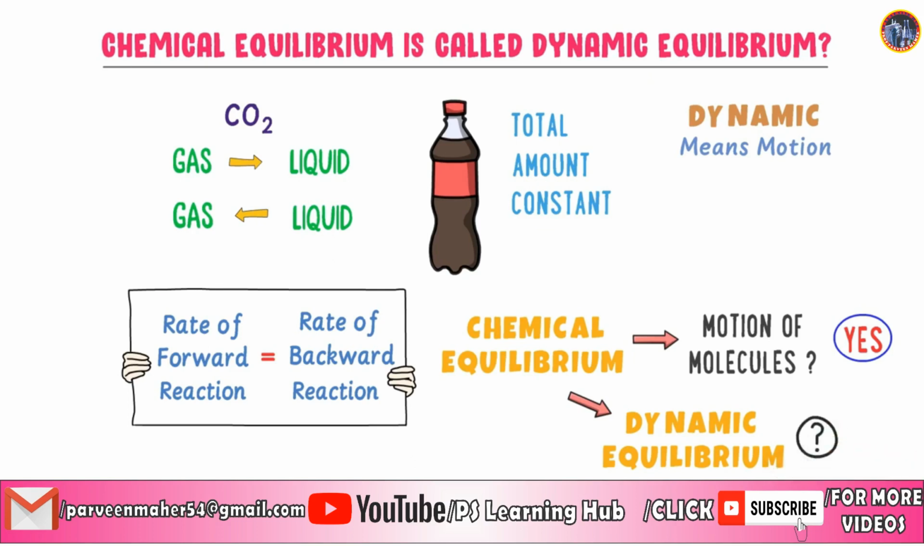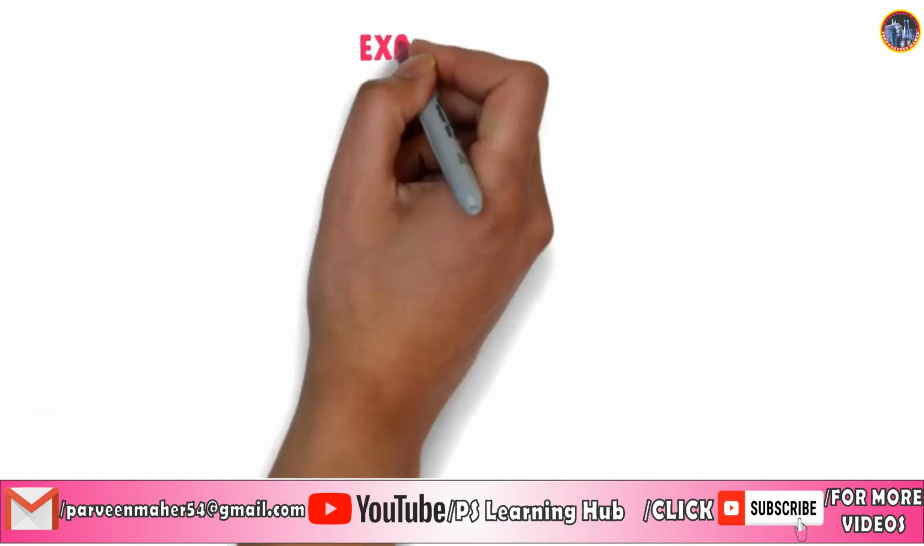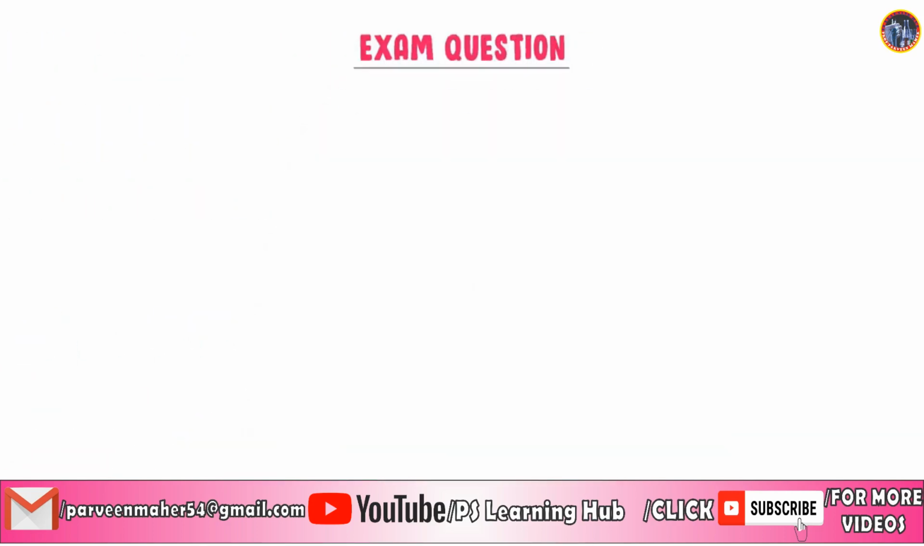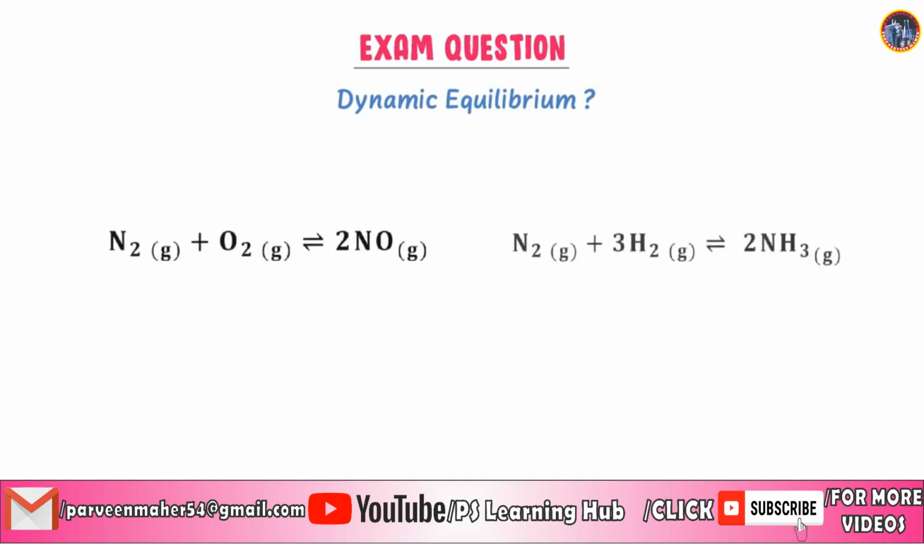If you ask me why, the answer is simple. It is because particles of reactants and products still move from one phase to another phase. Finally, let me teach you some exam questions. How can you explain that these reactions are in dynamic or chemical equilibrium? Well, 1 mole of nitrogen gas plus 1 mole of oxygen gas react together to form 2 moles of nitrous oxide. Now, nitrous oxide will break down to form 1 mole of nitrogen gas plus 1 mole of oxygen gas.